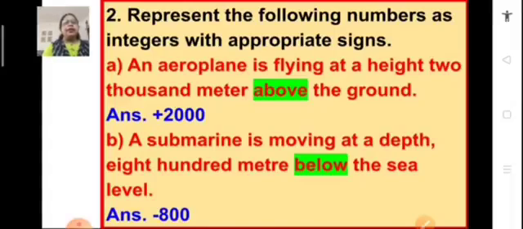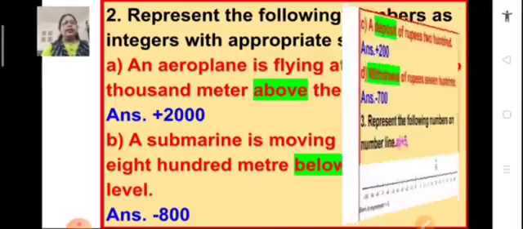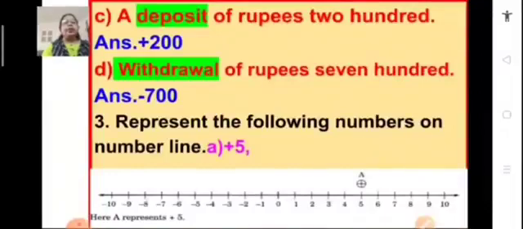B, a submarine is moving at a depth 800 meter below the sea level. Since it's below sea level, we will take a negative sign and it will be represented as negative 800. C, a deposit of rupees 200. So it can be represented as positive 200. D, withdrawal of rupees 700. It can be written using a negative sign, minus 700 or negative 700.